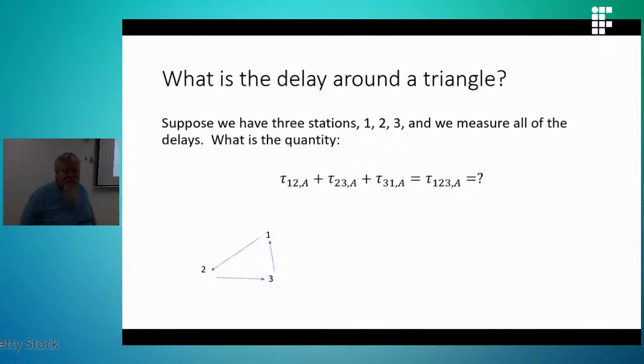Okay, let's see what it equals. I'm going to use the formula for the delay right here. So I have R1 minus R2, R2 minus R3, and this should be R3 minus R1. And when I do that, that's going to sum to 0.